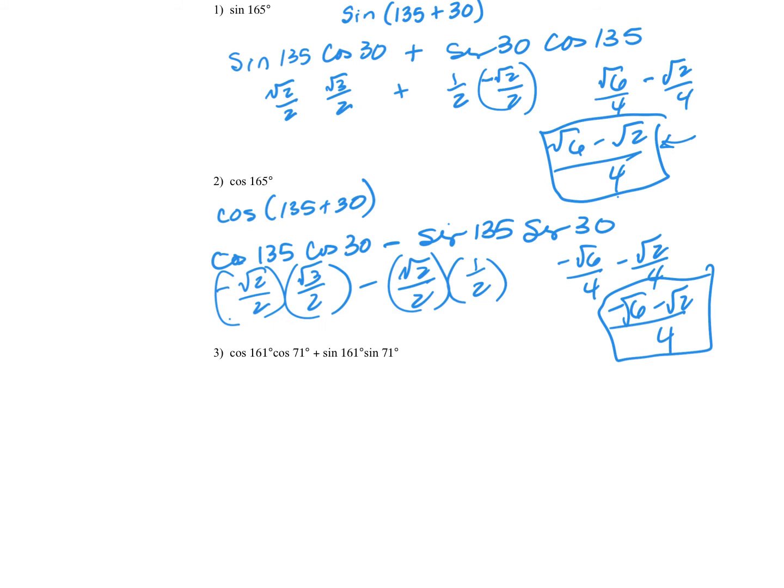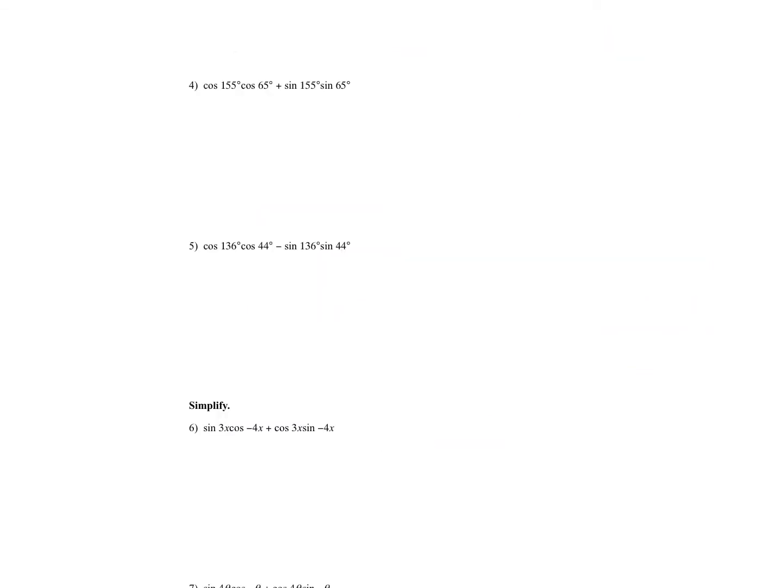This next one, you're going to just look for what rule this is. And if there's a plus in the middle and 2 cosines and then 2 sines, it's going to be the cosine of the first guy minus the second guy. And you can look at your rules. So 161 minus 71 is the cosine of 90, and that is 0. And that is your answer. When you look at your rules, if you have cosine plus sine, it's the same. It's cosine of the first guy minus the second guy, which is the cosine of 90 again, which is 0.